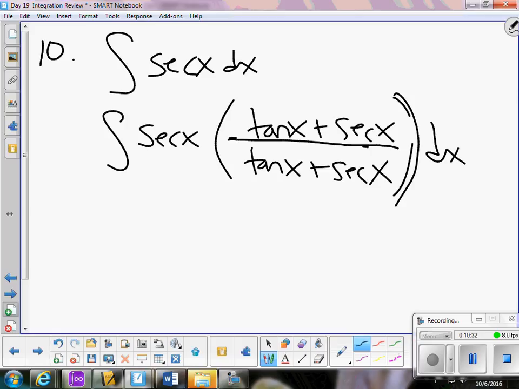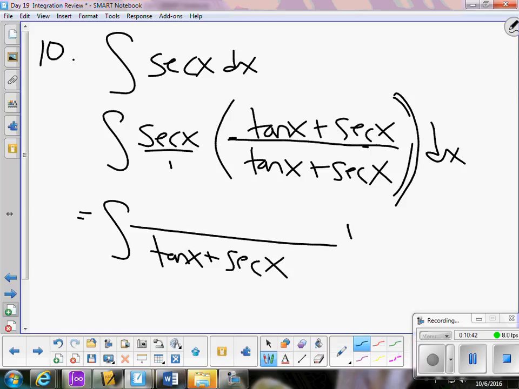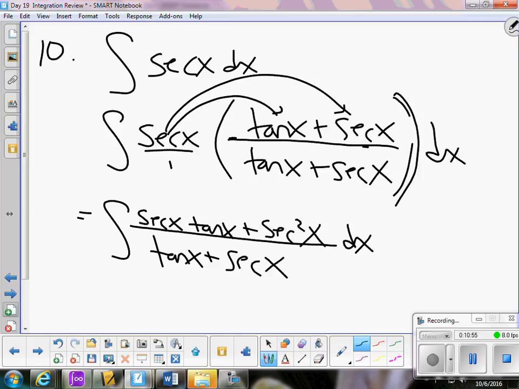Oh, all right. Well, we're going to distribute. It's the same thing, right? Because when we distribute, we have secant x tan x plus secant squared x. Now it's a du over u. You see that? That's why we do it, because now if you make the whole denominator u, the numerator is just du.